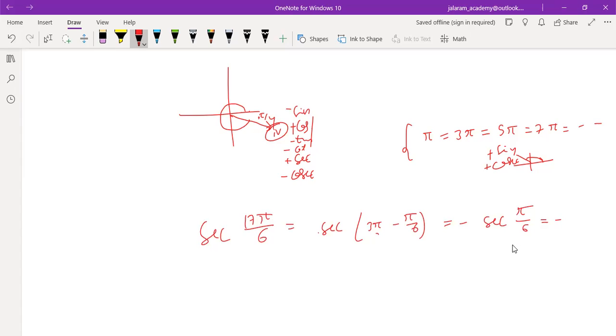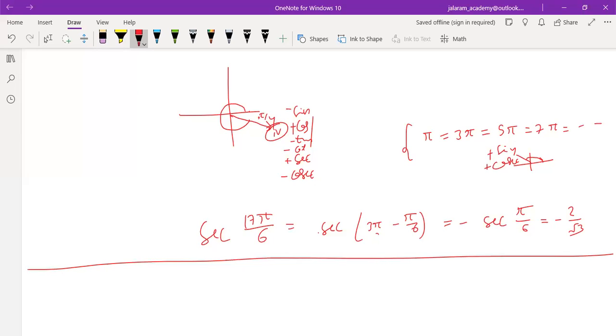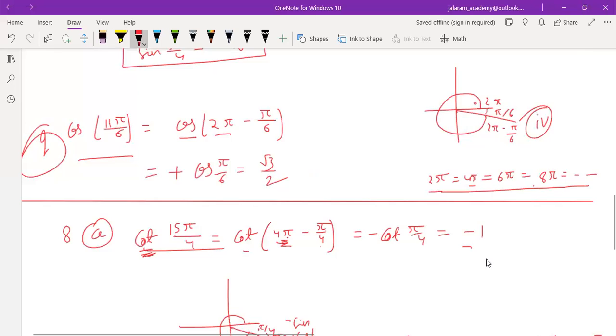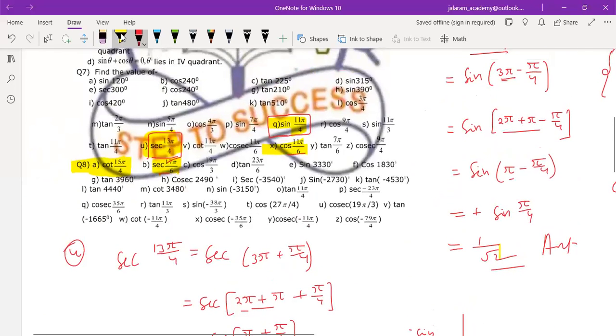So the value of sec pi by 6: pi by 6 is 180 degrees by 6, that is 30 degrees. We know the value of cos pi by 6 is root 3 by 2, so the value of sec pi by 6 is its reciprocal, that is 2 by root 3. With the minus sign, the value of sec 17 pi by 6 is minus 2 by root 3. Similarly, we can solve the others also, like cos 19 pi by 6.